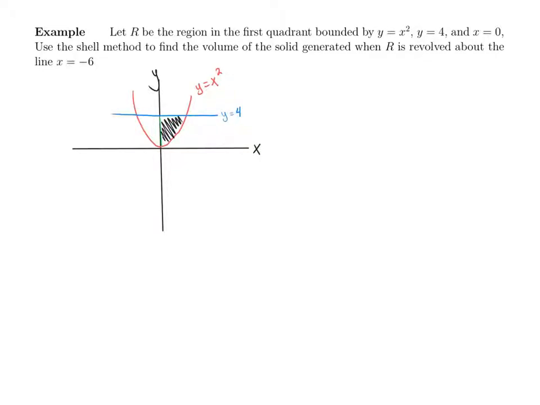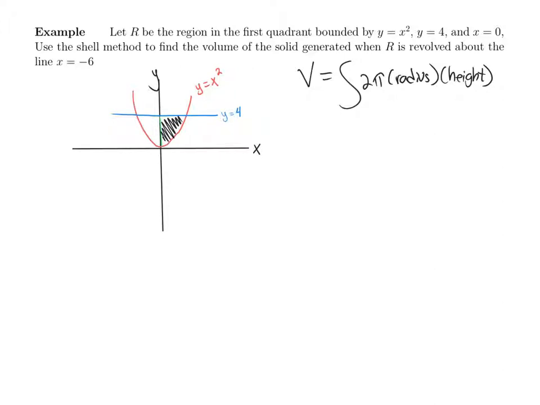Alright, in this video, we're going to continue the shell method, so finding the volume of a region using shells or cylinders. The volume, one more time, remember, will be the integral of 2 pi times the radius times the height. That's sort of the common thought process or formula that we're using for these ones.